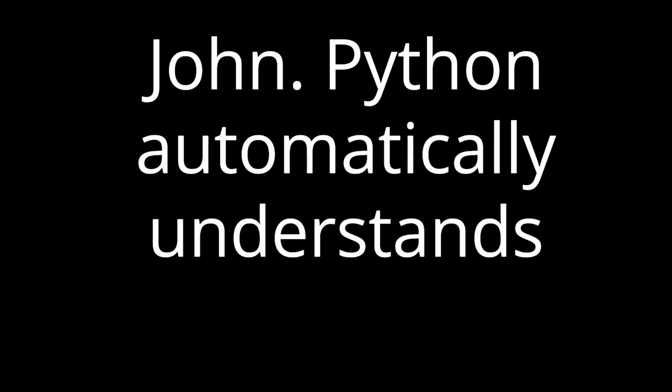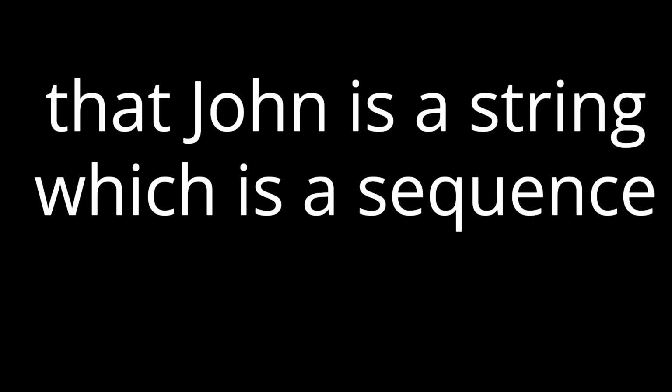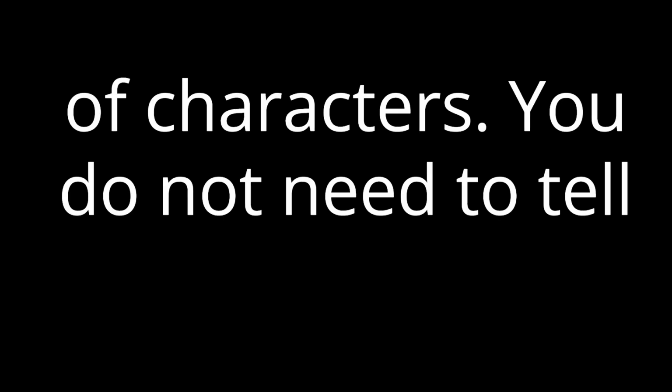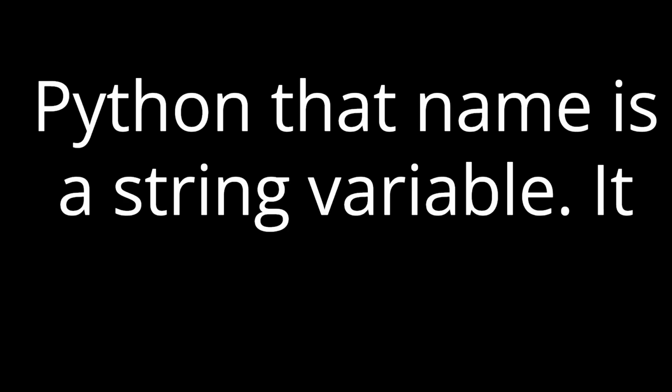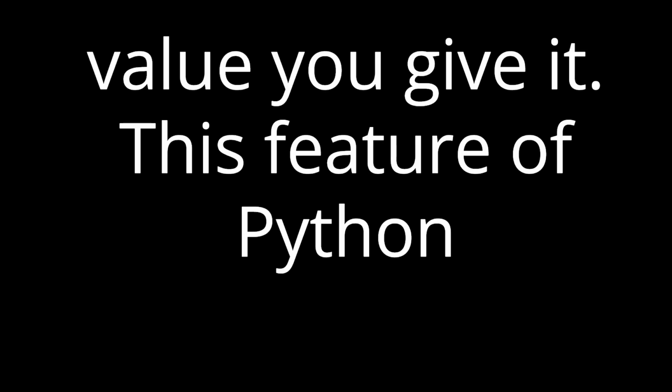Now, let us look at how to create a variable in Python. To create a variable, you simply write the variable name followed by an equal sign and then the value you want to store. Let us look at an example. name = "John". Here we have created a variable called name and assigned it the value John. Python automatically understands that John is a string, which is a sequence of characters. You do not need to tell Python that name is a string variable. It figures that out by itself based on the value you give it. This feature of Python is called dynamic typing.